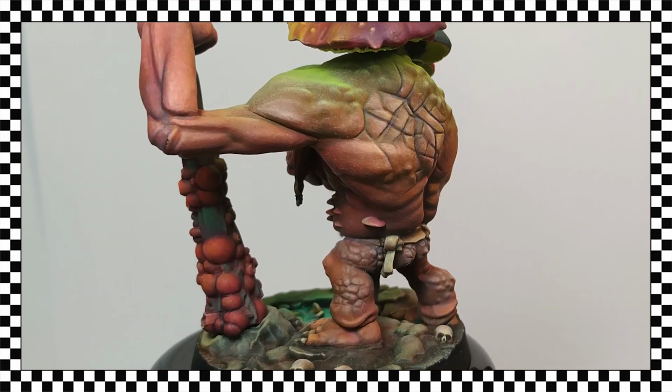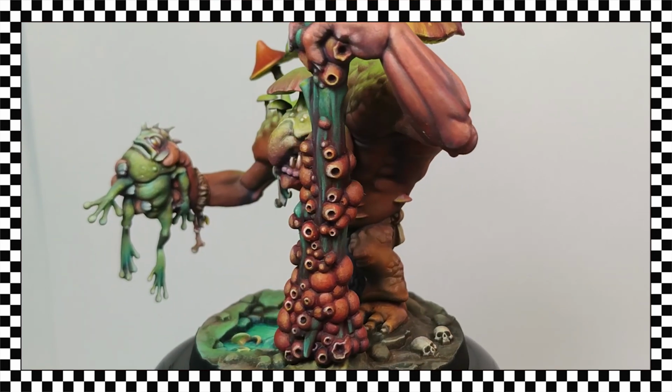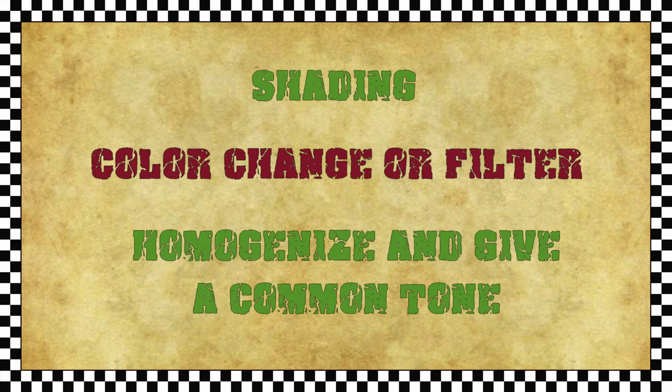Today we are going to see several and varied examples of how I use the wash technique as a painting tool. I use this technique for 3 main functions that can be used at the same time or independent from each other: to shade, to give a color change or filter, and to homogenize and give a common tone.